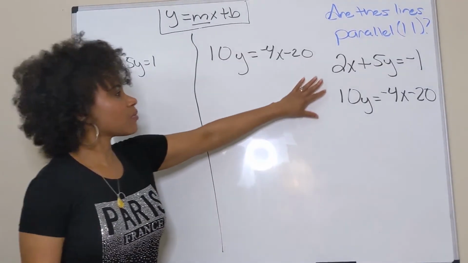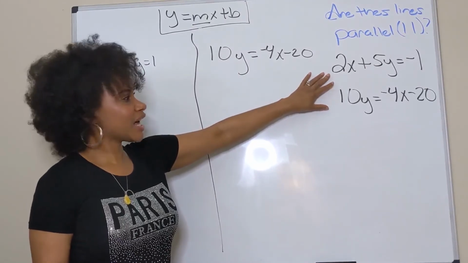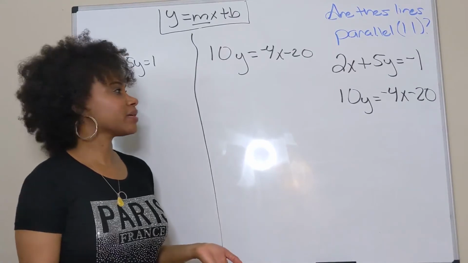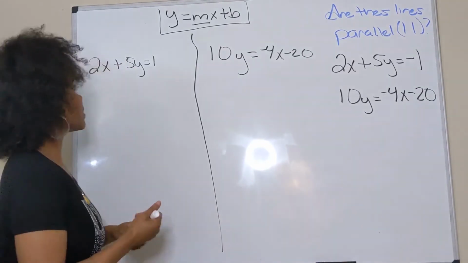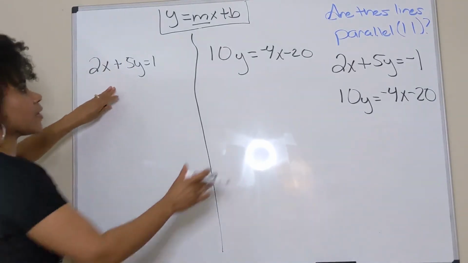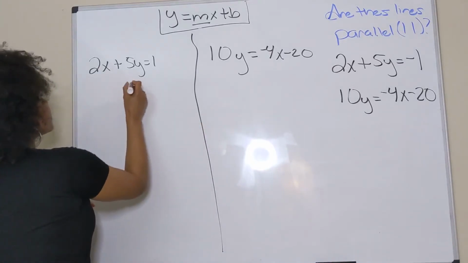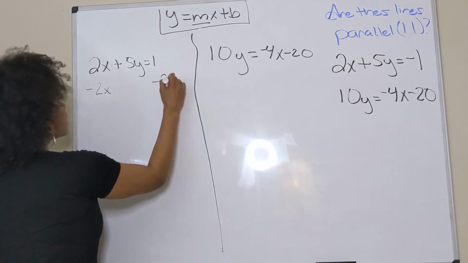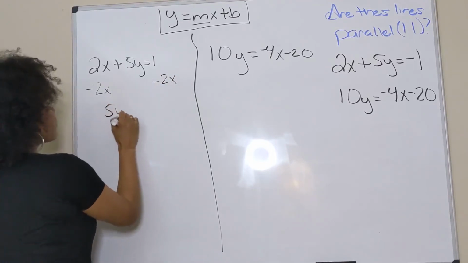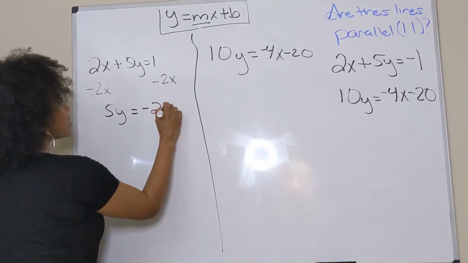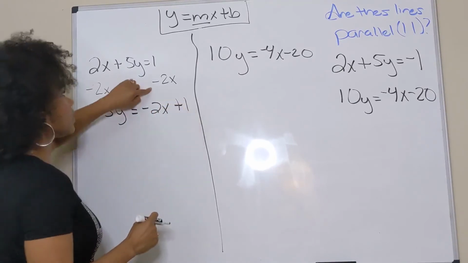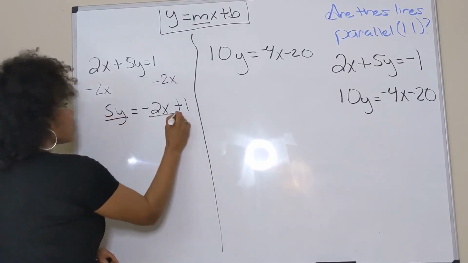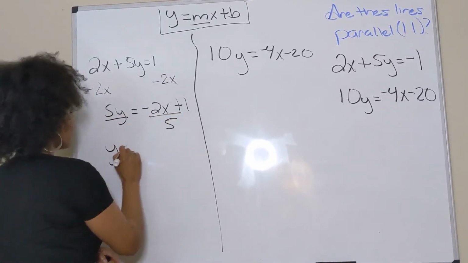Okay, so we have this problem here. We have these two equations, and we want to determine if these lines are parallel. So of course we want to rewrite them in slope-intercept form. So let's go ahead and try this one. I've already rewritten them. So to solve for y, I'm going to subtract 2x from both sides. I'm left with 5y equals negative 2x plus 1. Again, writing the term with your x first. And then dividing both sides by 5.